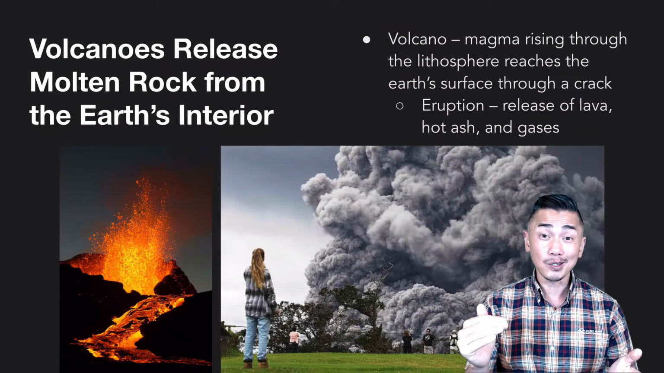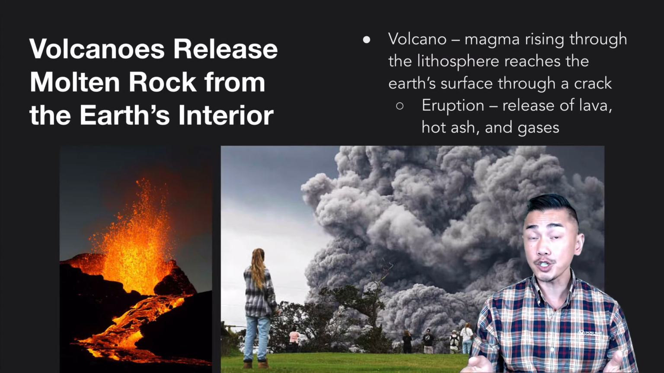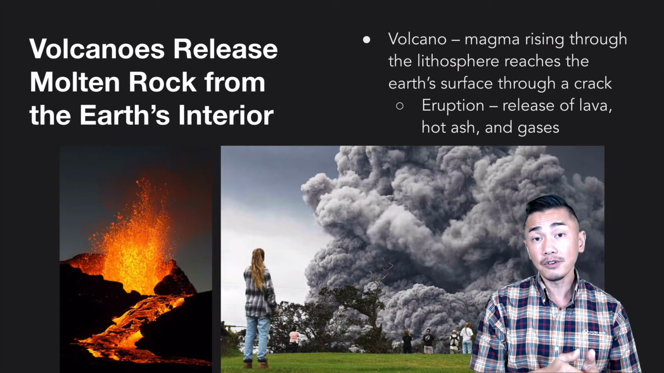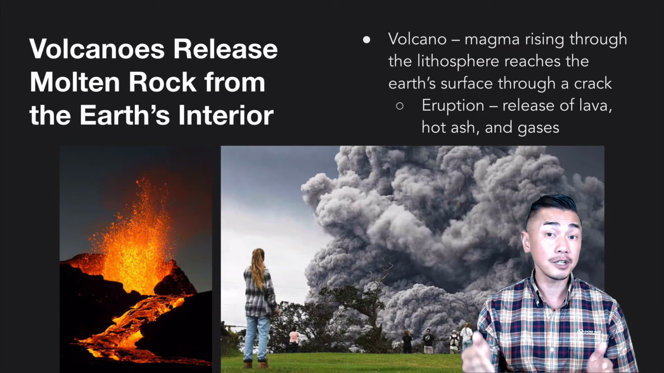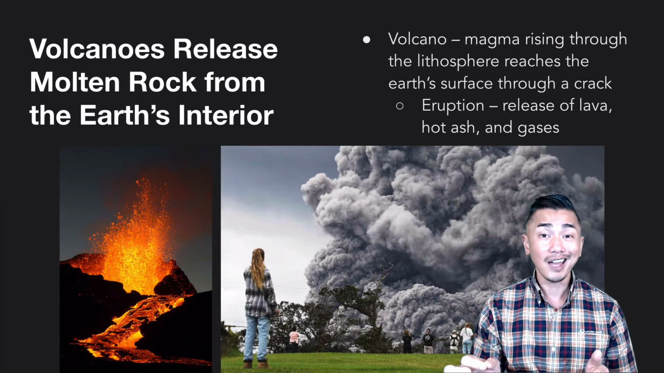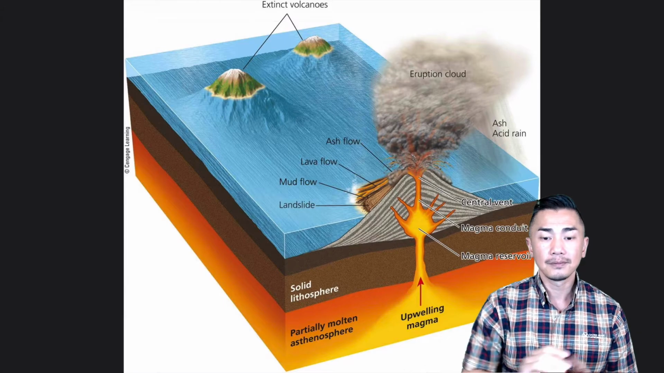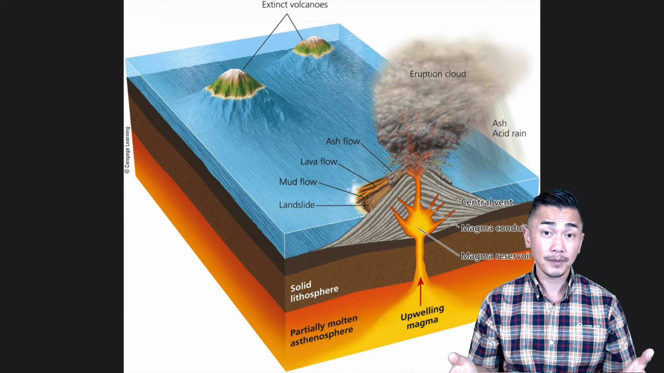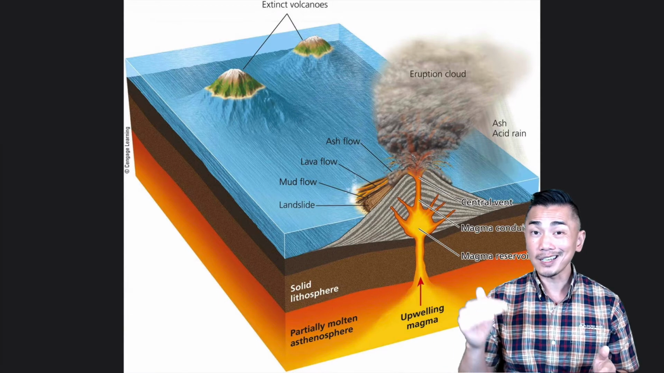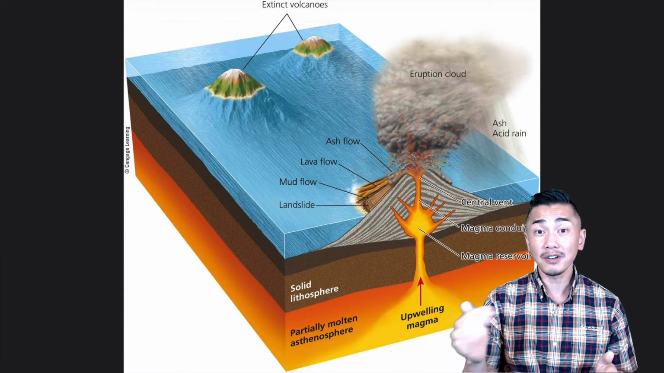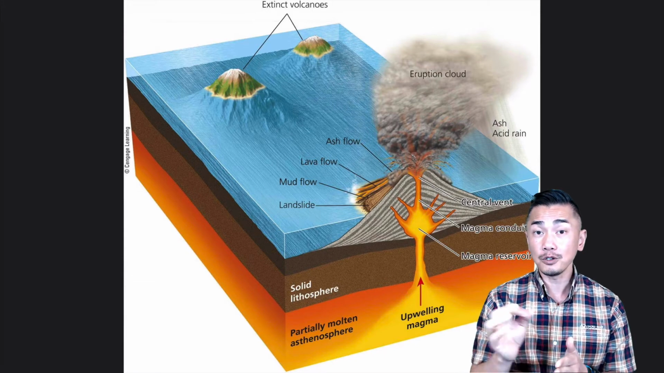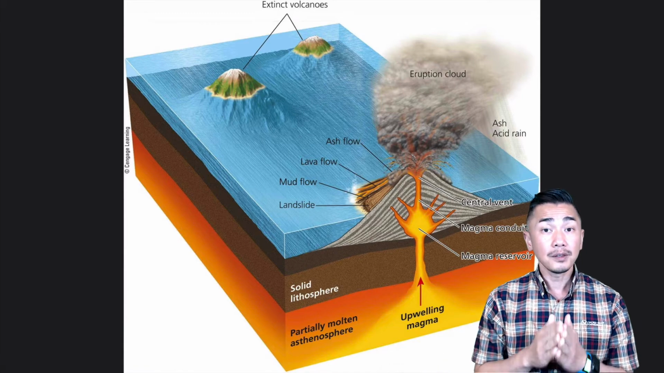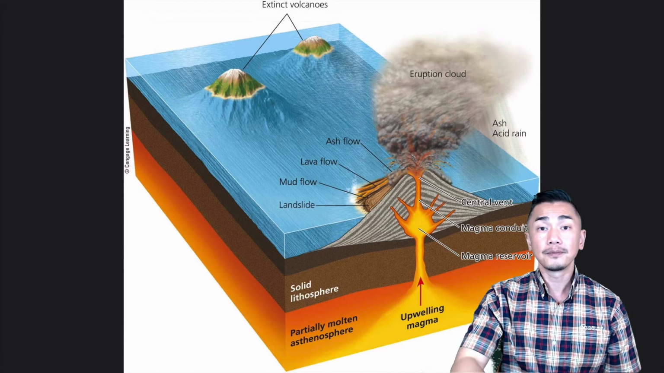When magma rises through the Earth's lithosphere and reaches the Earth's surface, we call this a volcano. A volcano erupts when there's a sudden release of lava, hot ash, and gases. This is a diagram of a volcano and an eruption. It also shows how when a tectonic plate shifts above a hot spot, it can create new volcanoes and leave behind extinct volcanoes. This is how the Hawaiian Islands formed.